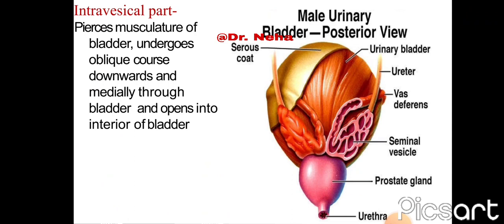Then the third part of pelvic part of ureter is the intravesical part, that is the part which is lying inside the musculature of the urinary bladder. It pierces the musculature of the bladder and undergoes oblique course downwards and medially through the bladder and opens into the interior of the bladder.